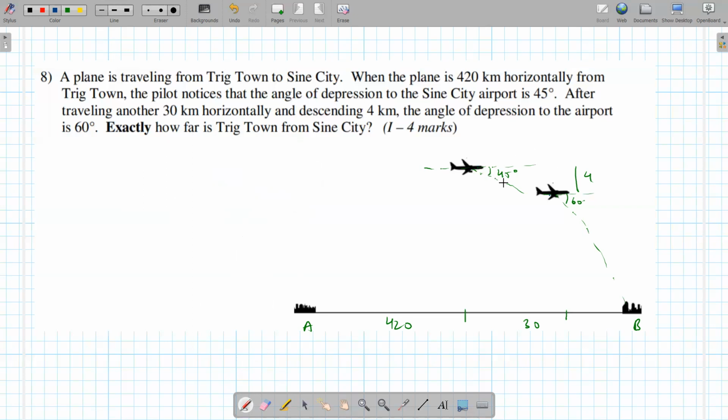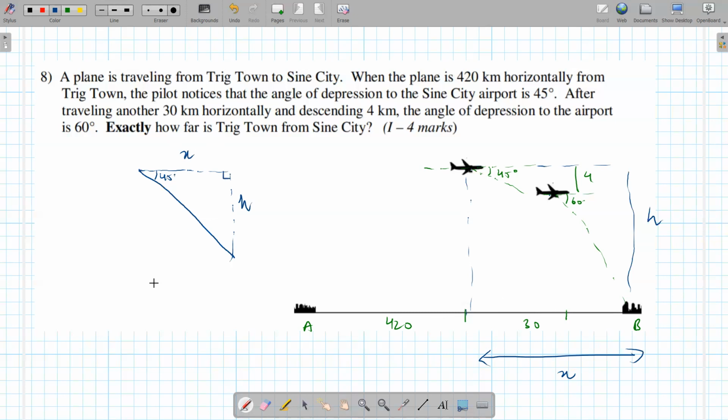Okay, I get it. So you have to look at the big triangle here, from this position all the way down there. That is 45 degrees, right? Do we know any sides of this triangle? No, we don't. I'm going to call this H, the big height here, and I'm going to call the distance from here to here X.